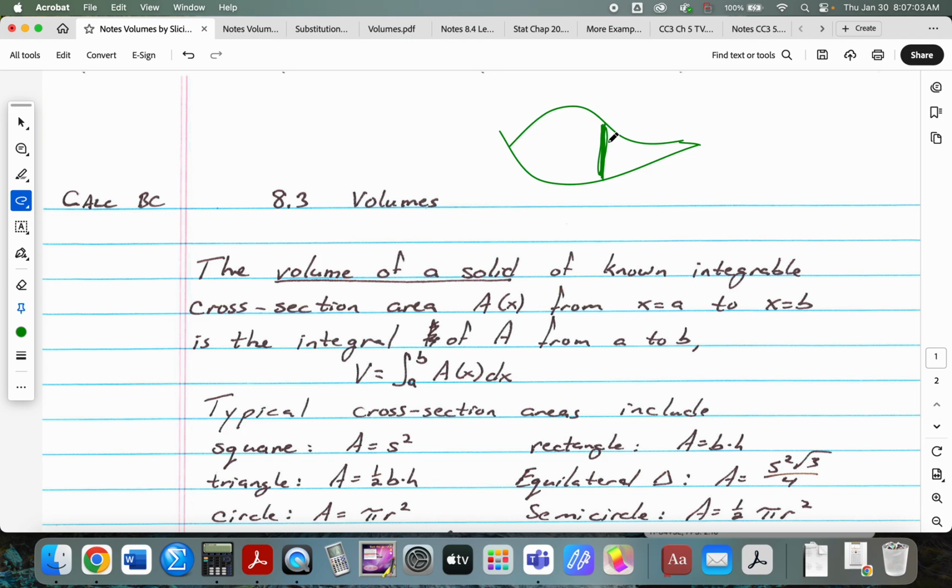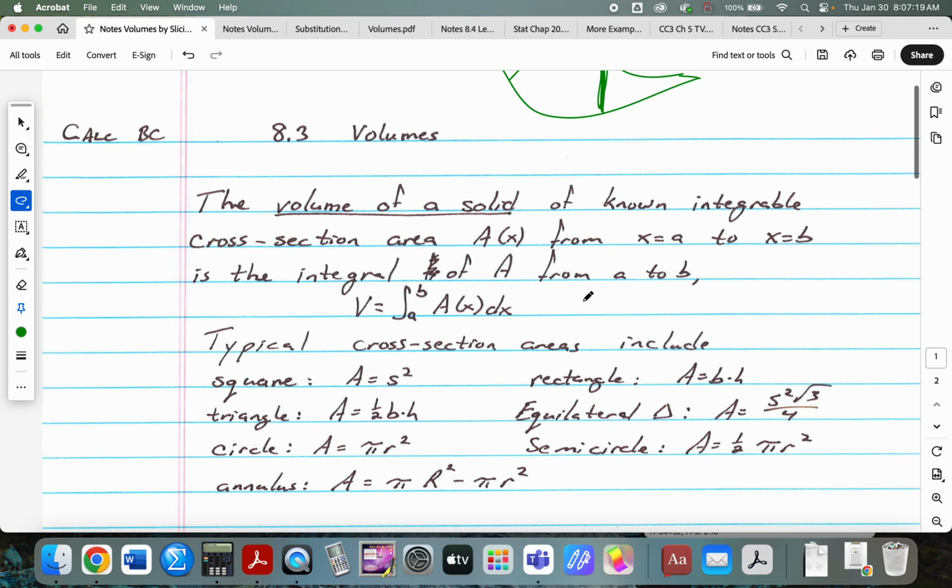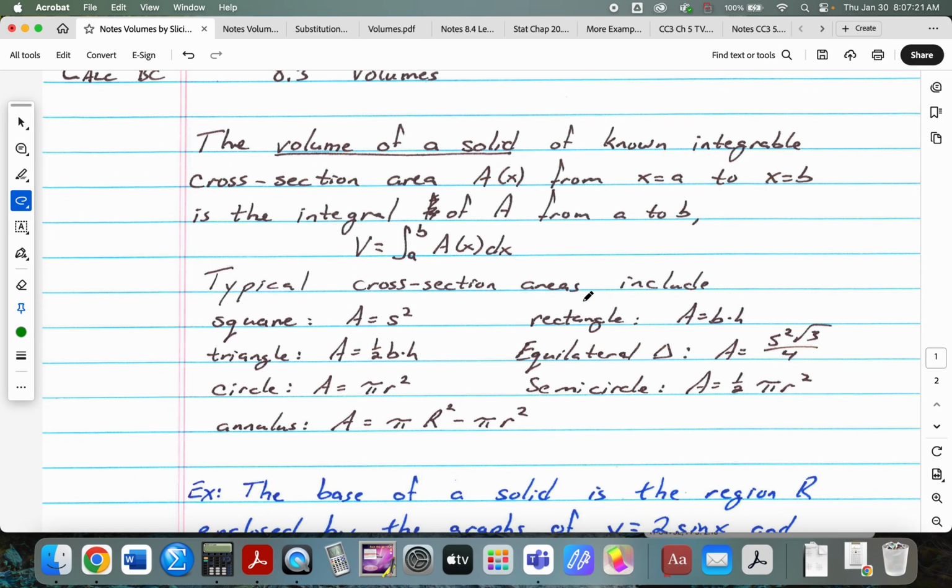Think about it as you have a loaf of bread and you've sliced it into lots of little slices. We're going to find the volume of that slice and then add all those volumes together. That's what the integral will do for us. So here's the basic idea. The volume of a solid of known integrable cross-sectional area, A of x, from x equals a to x equals b, is the integral of A from a to b. That is, volume is the integral from a to b of the area in terms of x.